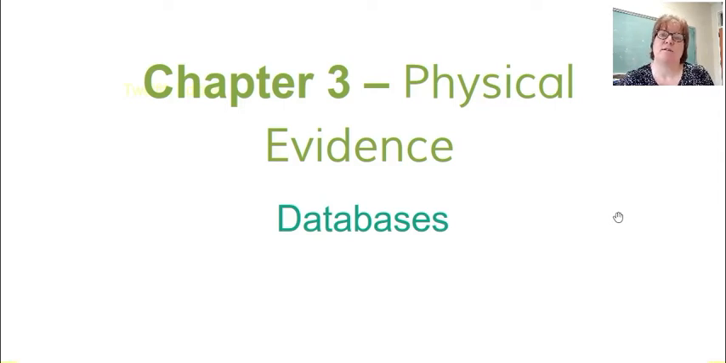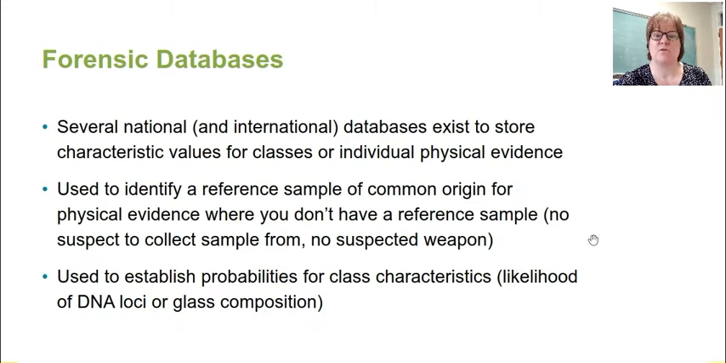The final part of Chapter 3 is really talking about databases for physical evidence. We've alluded to the fact that there's a couple of different reasons why we have these forensic databases. One, they are used to store values for different kinds of individual or class physical evidence. So I'm going to store information from a variety of sources nationwide and create this database of all these properties for different materials. And then I'm going to use it to identify reference samples.